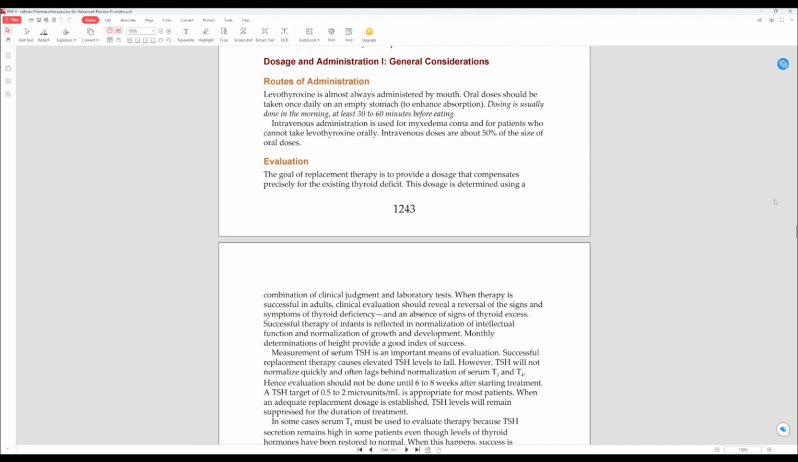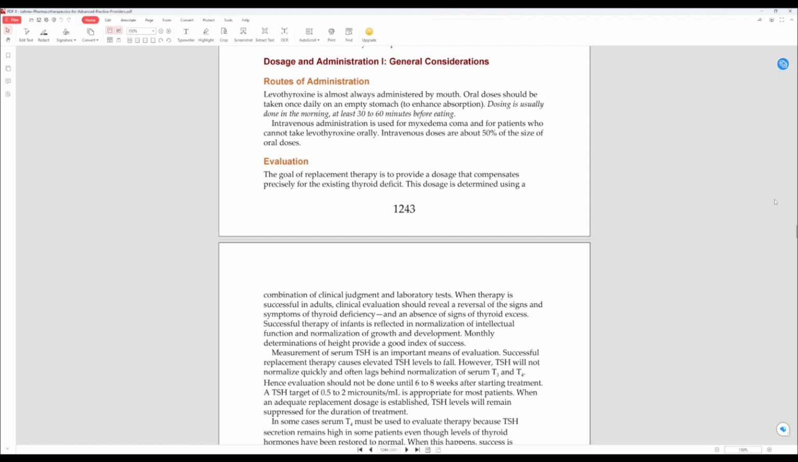Intravenous administration is used for myxedema coma, or for patients who cannot take levothyroxine orally. Intravenous doses are about 50% of the size of oral doses, which requires special evaluation. The goal of replacement therapy is to provide a dosage that compensates precisely for the existing thyroid deficiency. This dosage is determined using a combination of clinical judgment and lab tests.